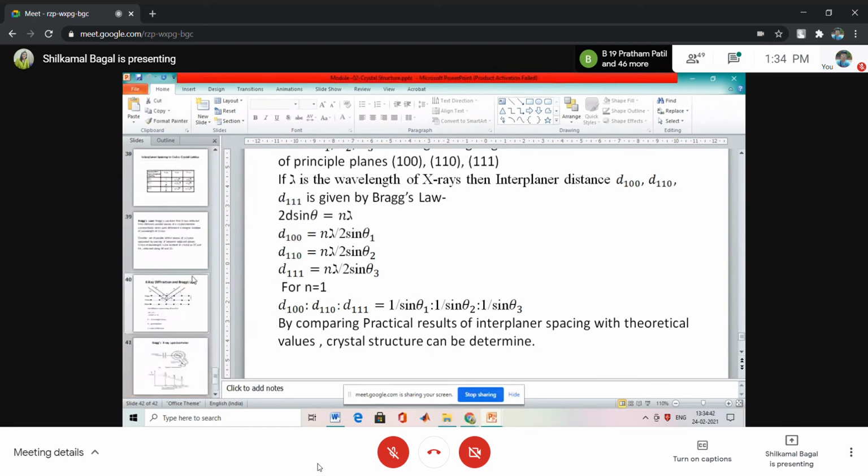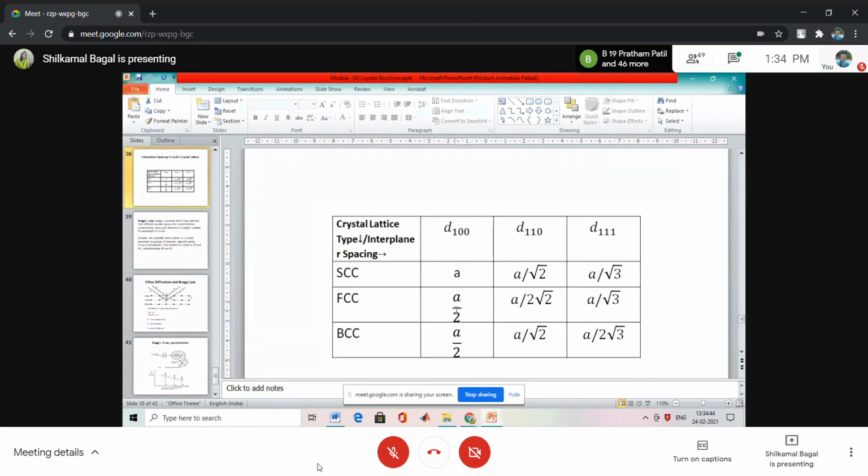What did it come out to? This one. In a simple cubic crystal, D100, D110 and D111 come out as a, a upon root 2 and a upon root 3. For FCC, it is a/2, a upon 2 root 2, a upon root 3. For BCC, it is a/2, a upon root 2, a upon 2 root 3. For a unit cell having one unit dimension, a will get cancelled.